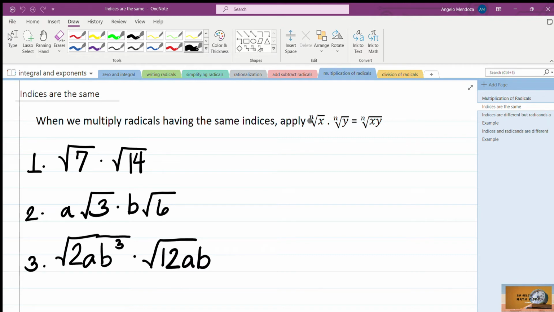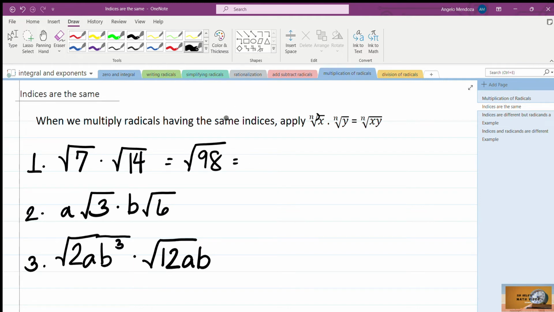So you have the nth root of x times the nth root of y is equal to the nth root of xy. So here we have the same indices. So in short, we can directly multiply the radicands. So for number one, for example, we have the square root of 7 times the square root of 14. So we have square root of 98.